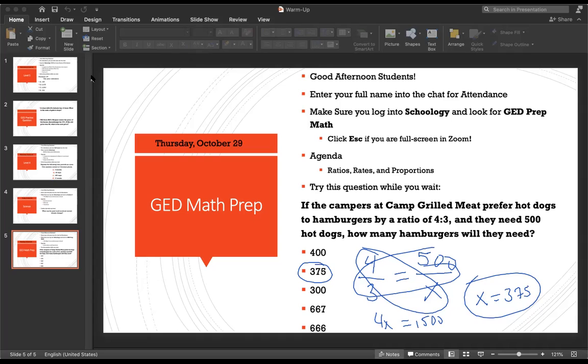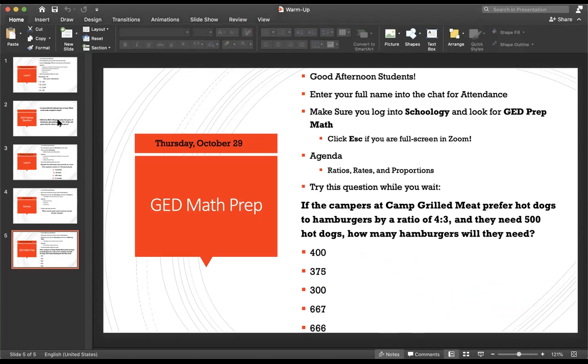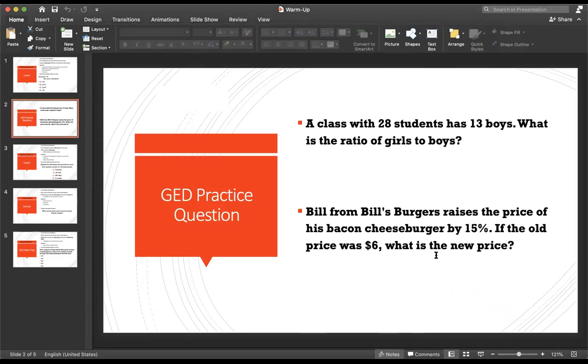I have a couple other GED questions we're going to practice today as well. Let me clear this and then move on to the other two. So this is a class with 28 students that has 13 boys. What is the ratio of girls to boys in this question? The class has 28 students and 13 boys. What is the ratio of girls to boys?